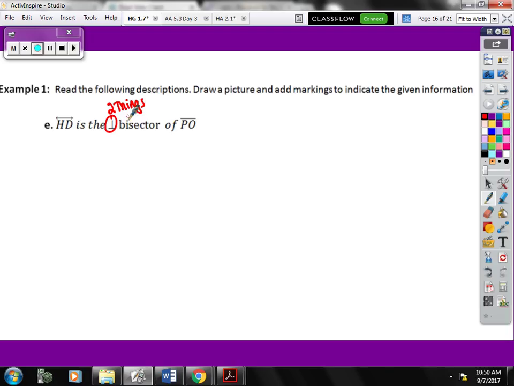It's perpendicular and it's technically a segment bisector. Okay, they just don't write the word segment. So what would I start drawing? Would I draw line HD first or segment PO first? Ken? Yes, start with the segment that's being cut. And again, I always draw it straight across, but you could draw it slanted if you wanted to.